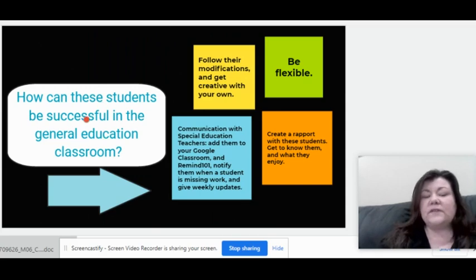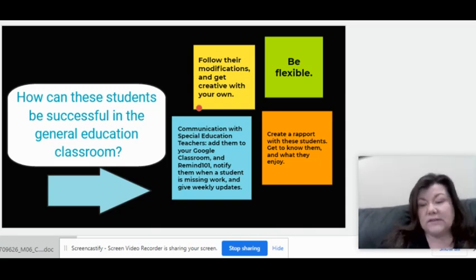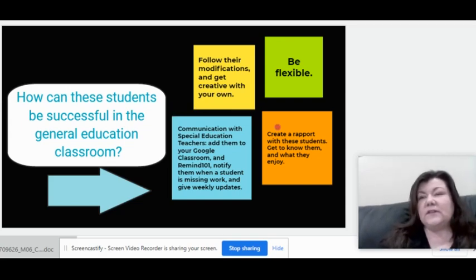It's important for these students to be successful in your classroom. So the big question is, how can they? What's going to make them successful in the general education classroom? And I really believe that this begins with rapport with our students. If they know that you care about them and that you want them to succeed, then they're going to work hard for you. But we also have to be pretty flexible in our demands of the general education classroom, because they simply cannot perform like your general education student would.